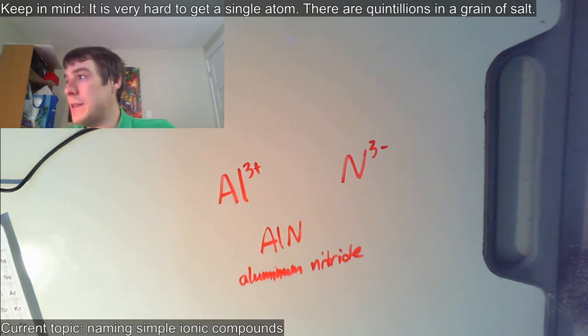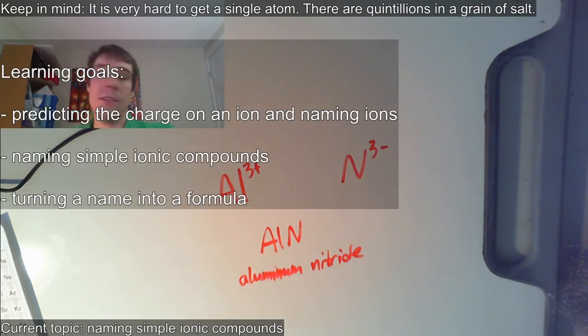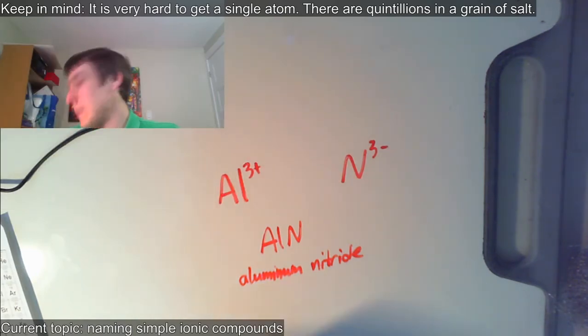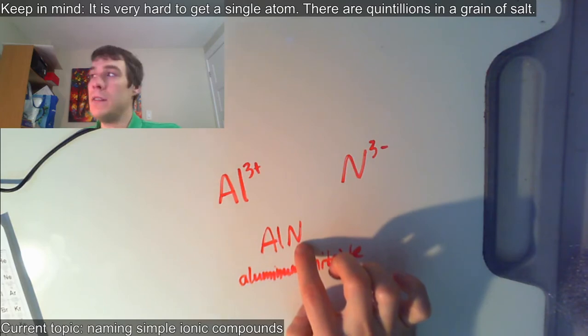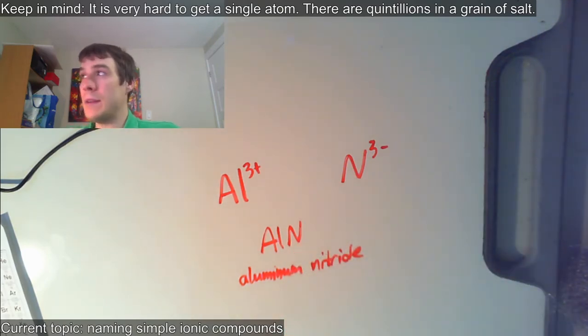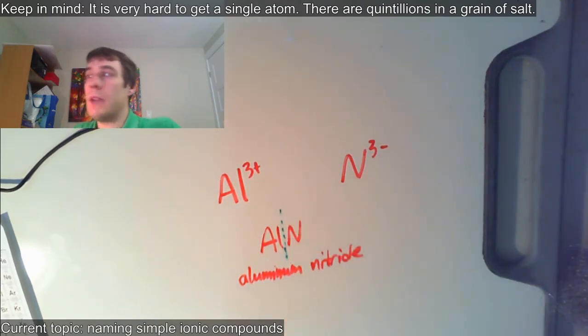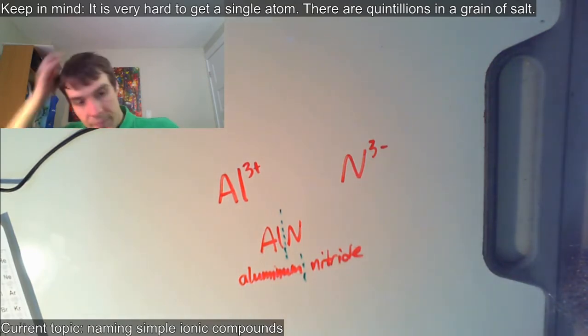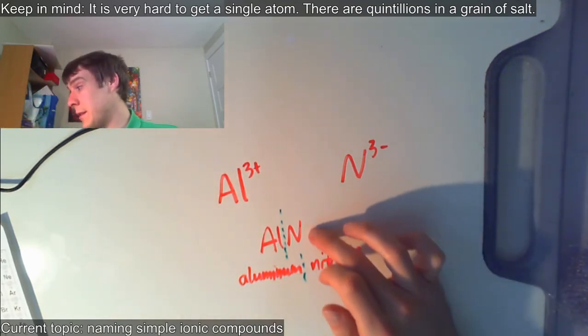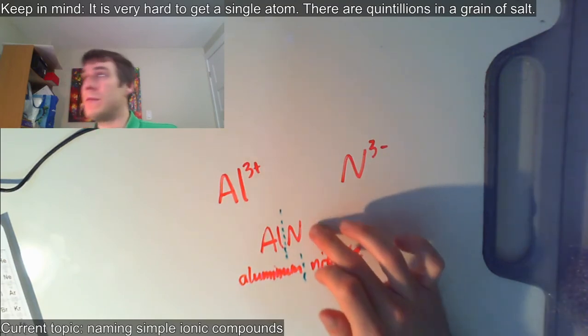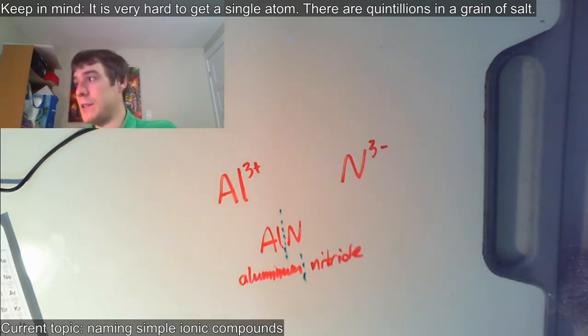So that's naming over with. The last piece here is turning a name into a formula. So it's easy to turn a formula into a name when you have a simple ionic compound, because it's literally just aluminum and then "ide" for this guy because it's a single substance, a single atom. The hardest part is just separating it. Aluminum nitride. But turning a name back into a formula is the harder part. So I'm going to pause and do my setup, and then I'll talk about turning names back into formulas.